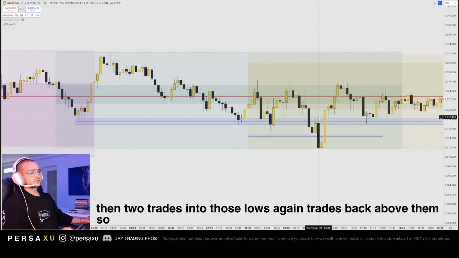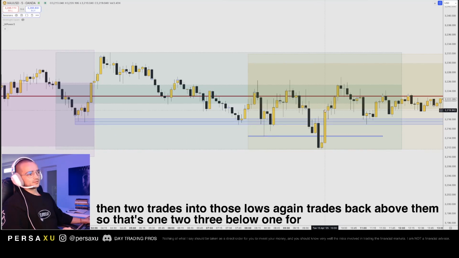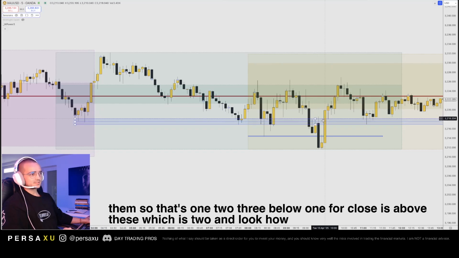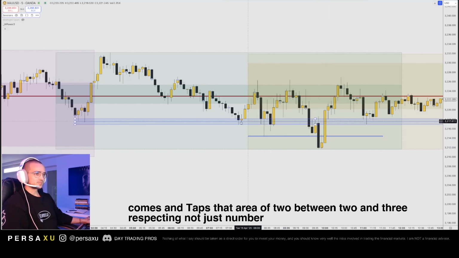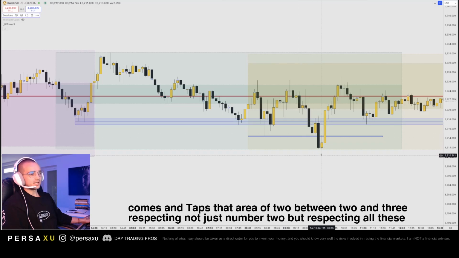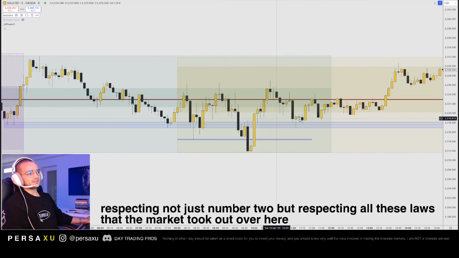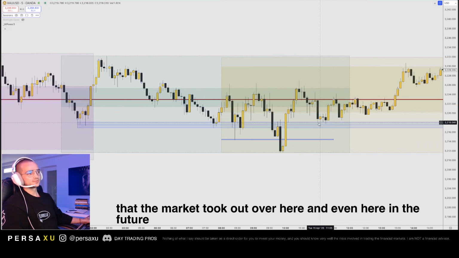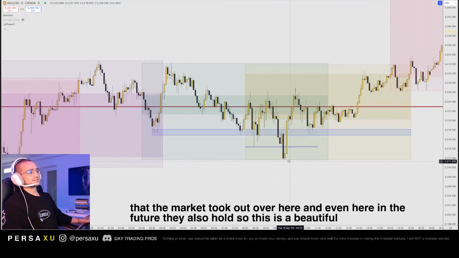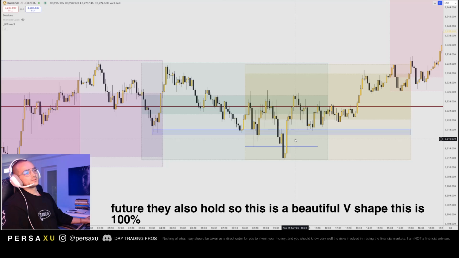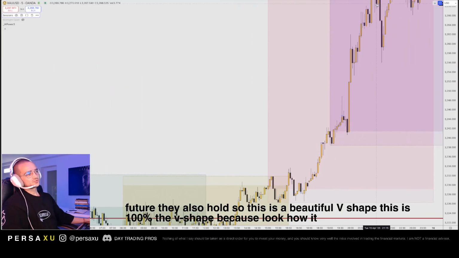So that's 1, 2, 3 below 1, 4 closes above these, which is 2, and look how market comes and taps that area of 2, between 2 and 3, respecting not just number 2, but respecting all these lows that the market took out over here. And even here in the future, they also hold. So this is a beautiful V shape. This is 100% the V shape, because look how it offered that strong continuation.